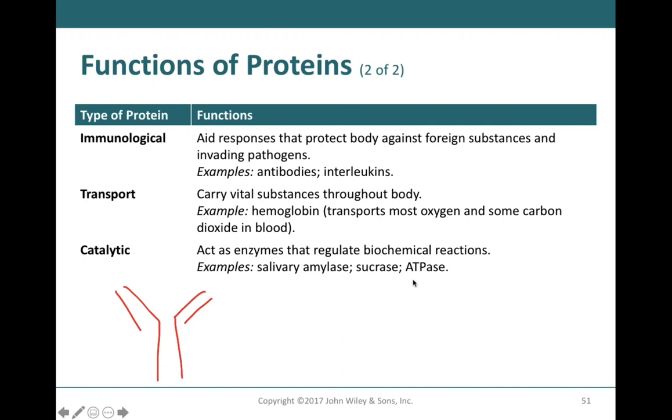But one thing I'd like to mention about enzymes is that whenever we have an enzyme, we always finish the enzyme off with ASE. This suffix, ASE or ACE, indicates that we have some type of enzyme. So salivary amylase is an enzyme in the saliva. Sucrase breaks down sucrose. So sucrase is an enzyme that breaks down sucrose. This suffix helps us understand that something is an enzyme. The enzyme's name tells you that it is in fact an enzyme.